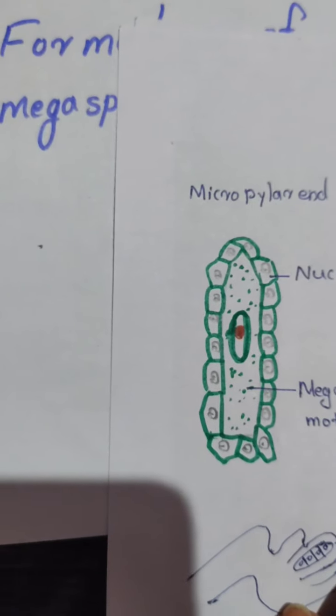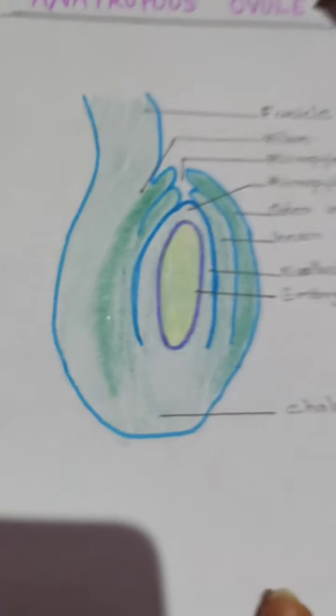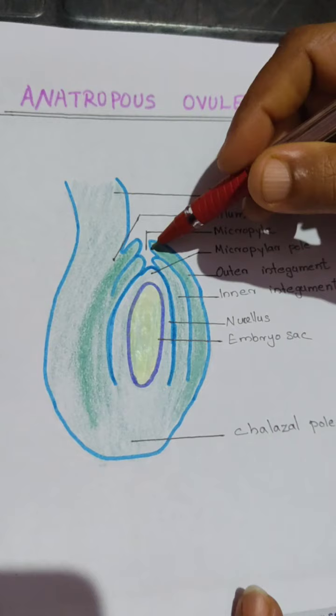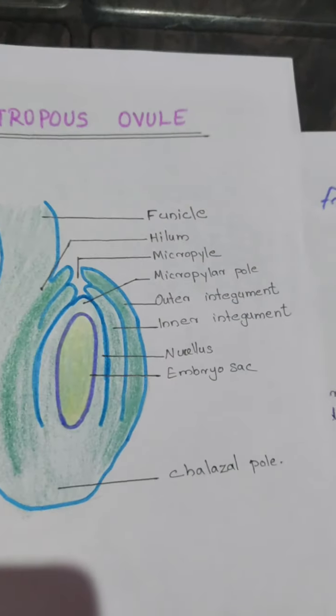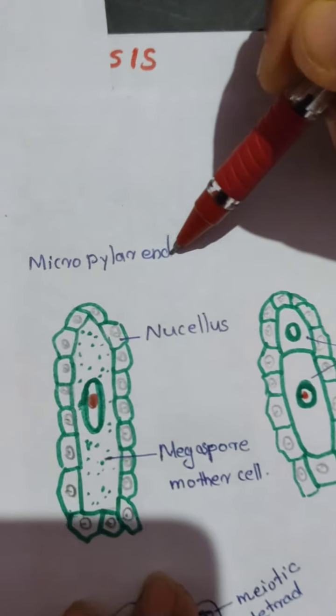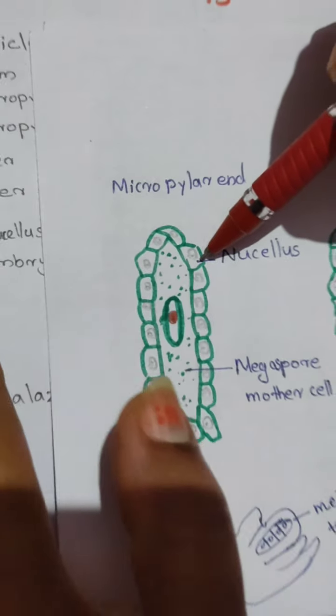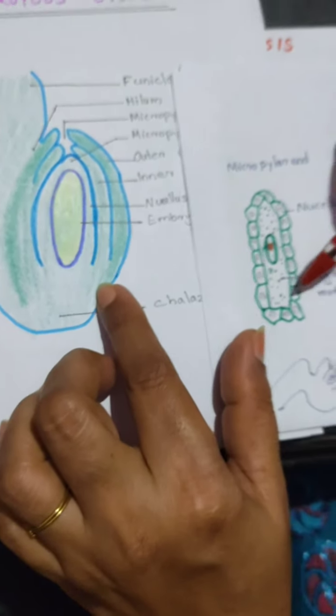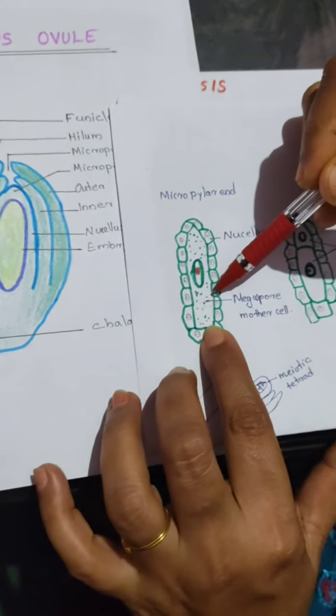This is the structure of an ovule. In this structure, this is the micropyle region. Then you look here, this is the micropylar end. This is the nucellus. In this diagram, this is the nucellus. Then the megaspore mother cells.